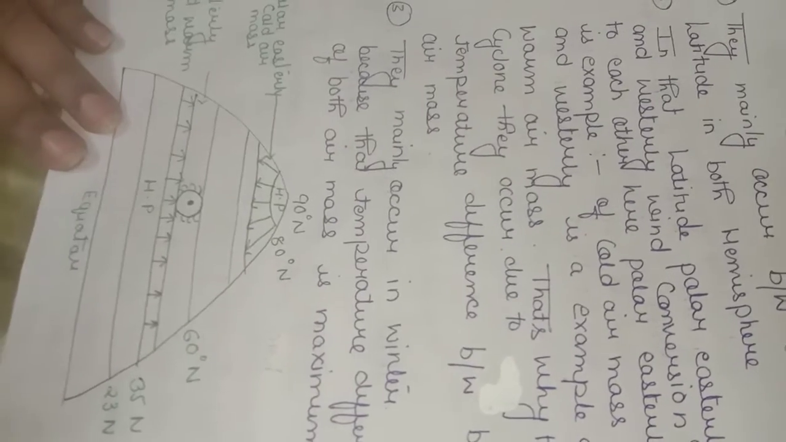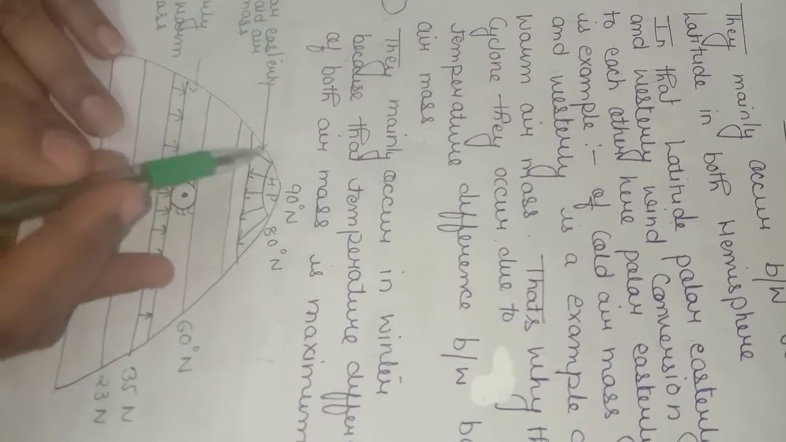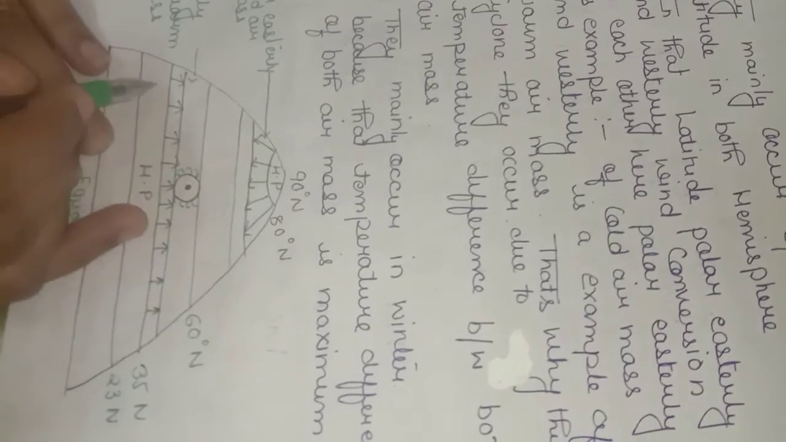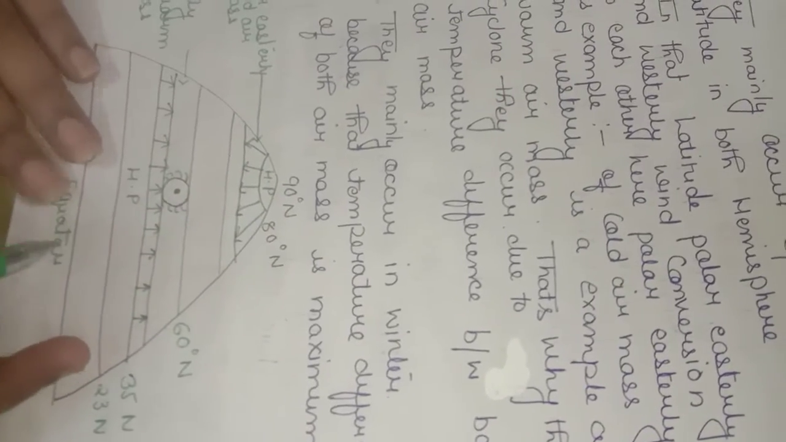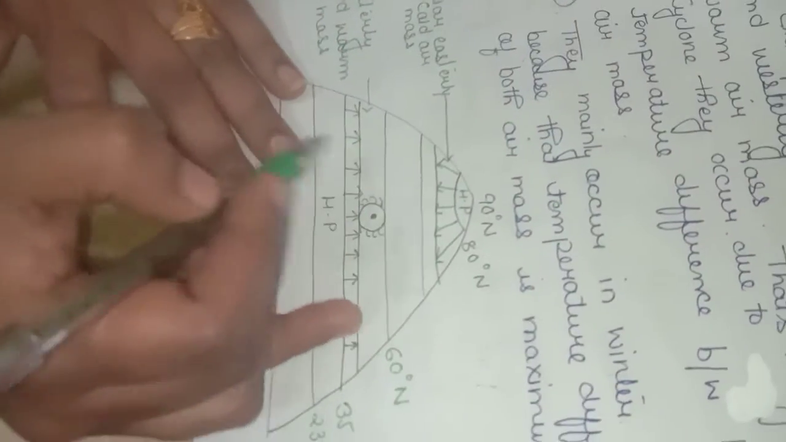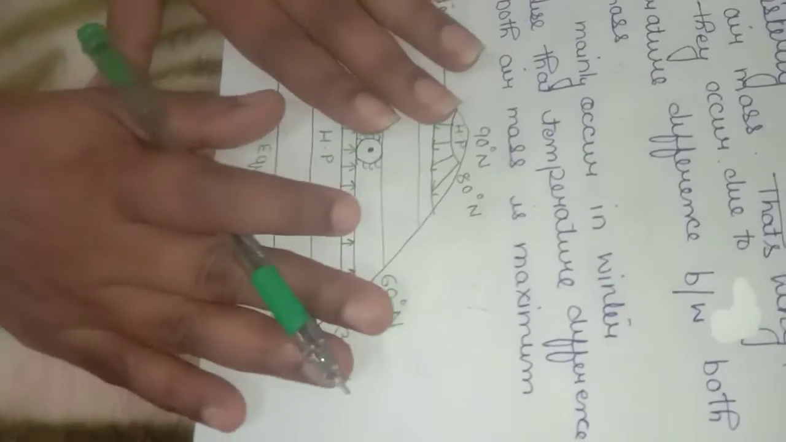Okay, see the diagram. This is the equator. As you see, the arrows are coming down, and this one is the westerly wind, warm air mass, and this one is polar easterly, cold air mass. It's going down and it's going upward.